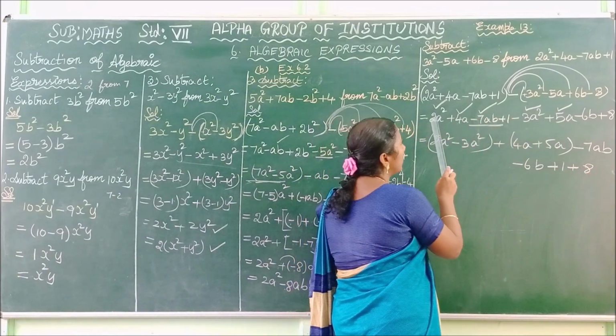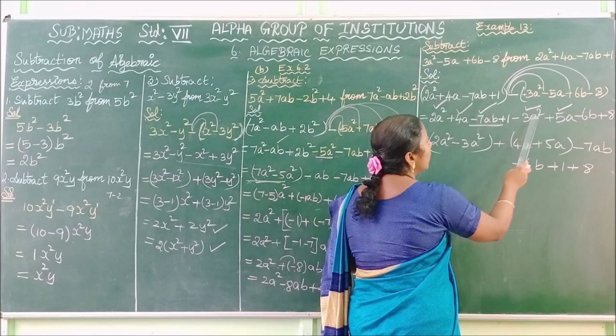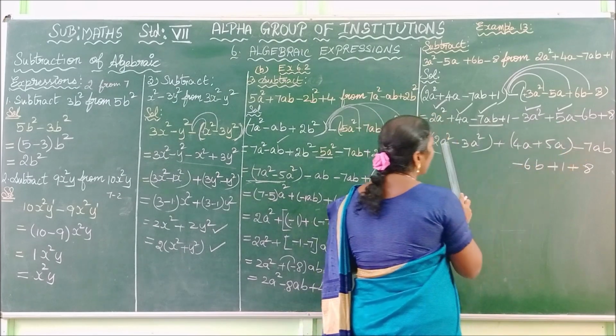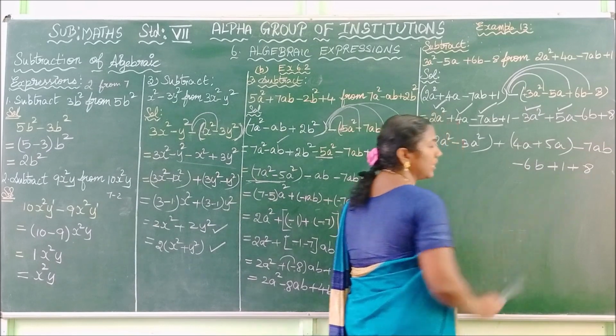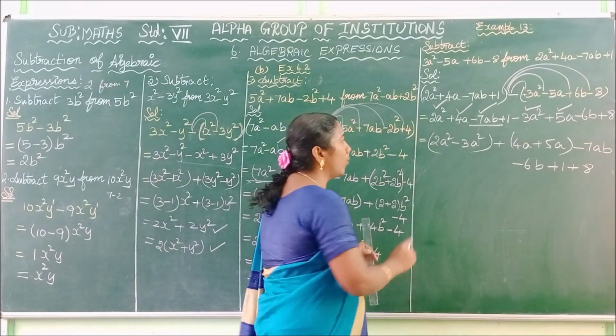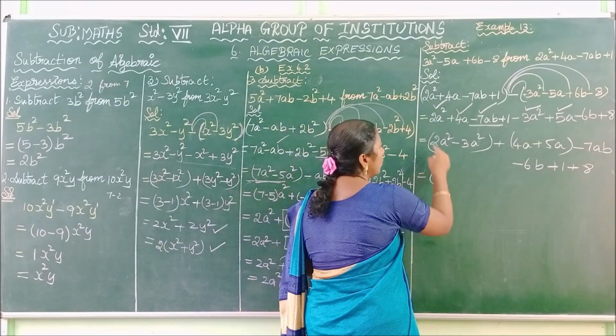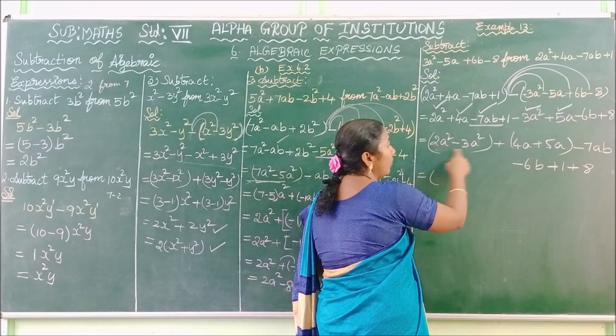Okay, now check whether we have written all the terms. See here, how many terms are here? 1, 2, 3, 4, 5, 6, 7, 8. Count the terms: 1, 2, 3, 4, 5, 6, 7, 8. Thus we have 8 terms. Okay, now we are going to evaluate this. So you have to evaluate these terms.